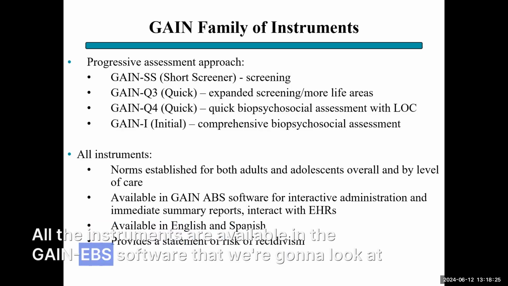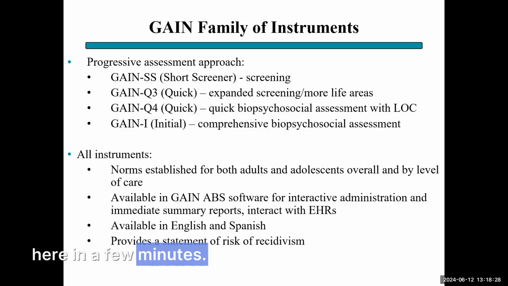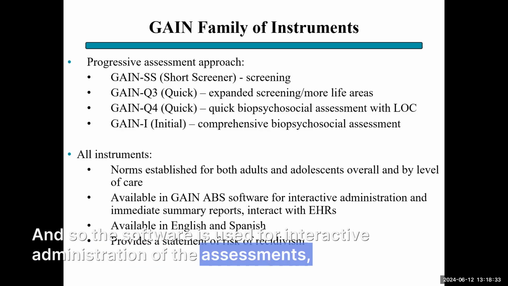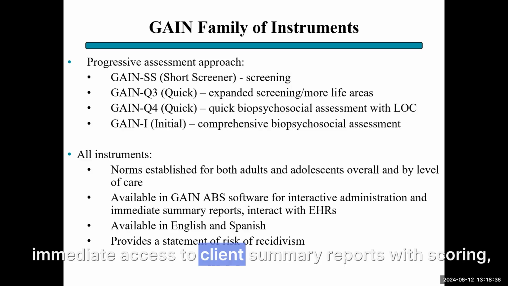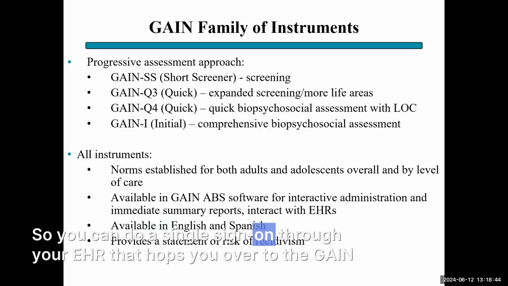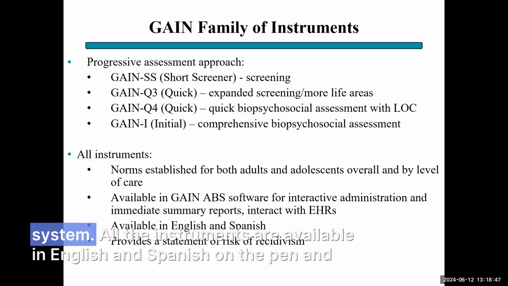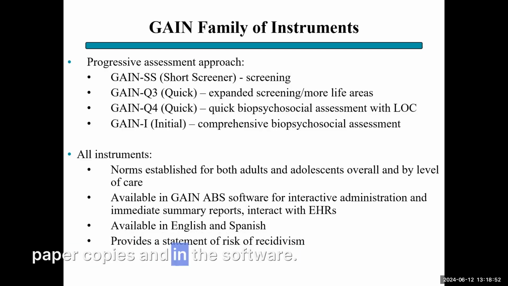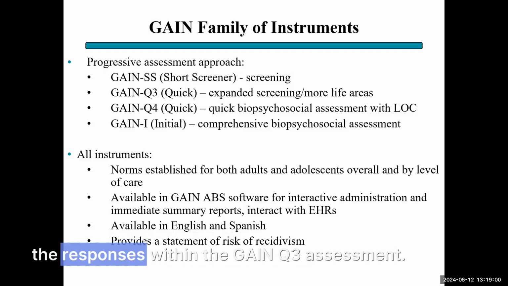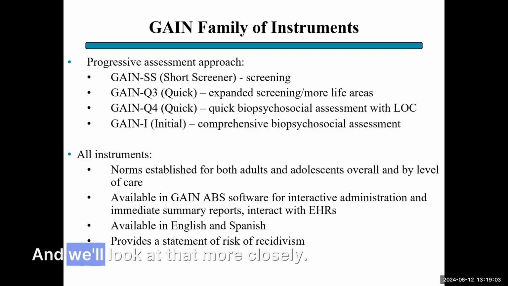All the instruments are available in the GAIN EBS software that we're going to look at here in a few minutes. And so the software is used for interactive administration of the assessments, immediate access to client summary reports with scoring, and the software has the ability to be embedded in EHRs, so you can do a single sign-on through your EHR that hops you over to the GAIN system. All the instruments are available in English and Spanish on the pen and paper copies and in the software. And all the instruments provide a statement of risk of recidivism based solely on the responses within the GAIN Q3 assessment. And we'll look at that more closely.